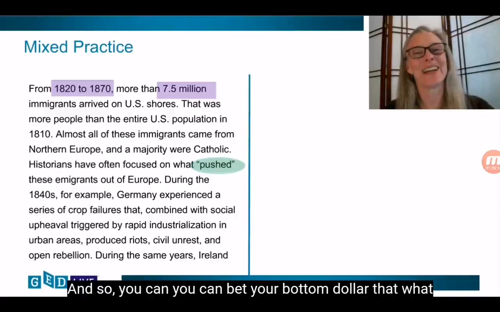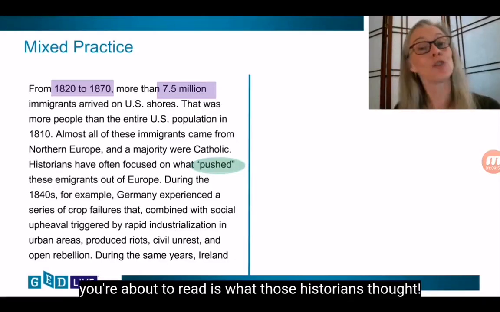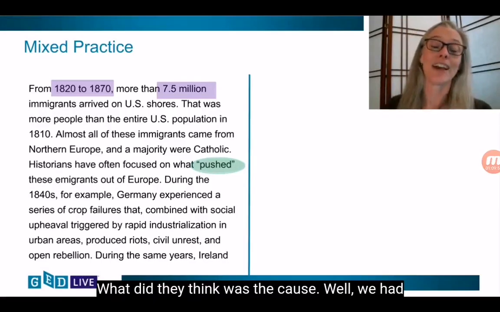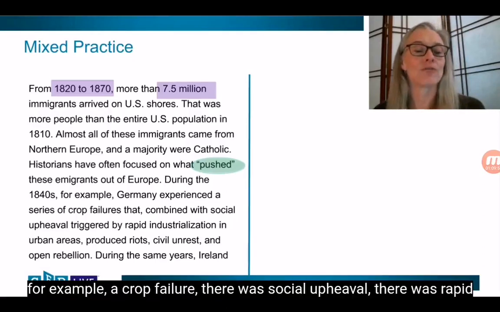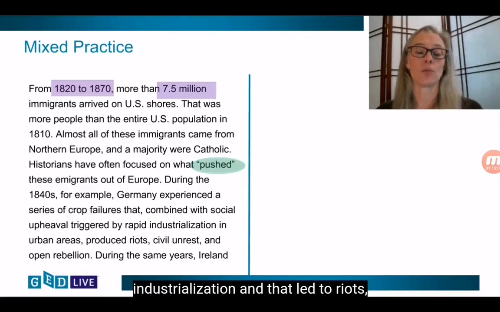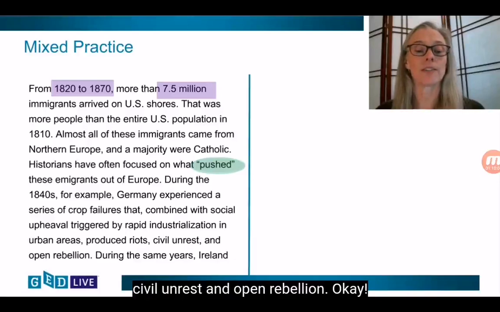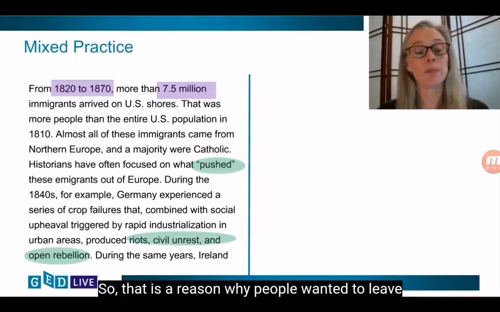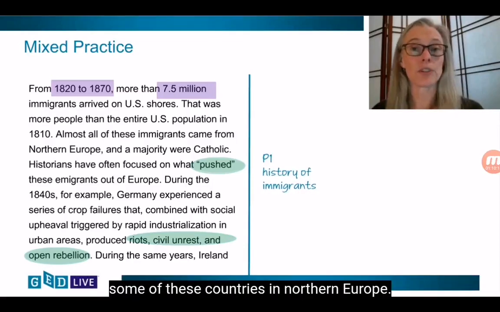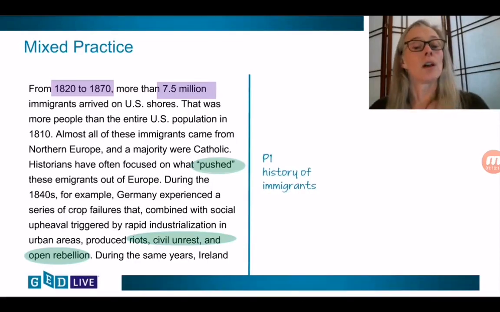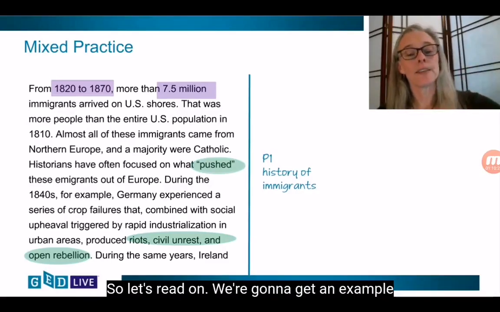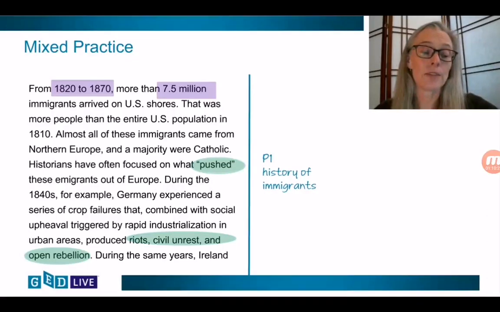And so you can bet your bottom dollar that what you're about to read is what those historians thought. What did they think was the cause? Well, we had, for example, a crop failure, there was social upheaval, there was rapid industrialization, and that led to riots, civil unrest, and open rebellion. Okay, so that is a reason why people wanted to leave some of these countries in Northern Europe. Germany, they give us a specific example of Germany. So let's read on. We're going to get an example apparently about Ireland next.